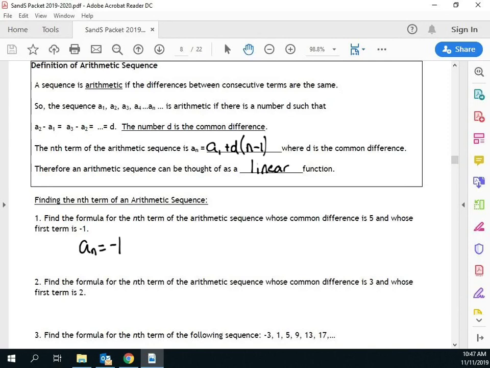And then we finish off the equation. Plus, what's the common difference? Did it state in the problem? 5 times n minus 1, using the formula. And so with that, we go ahead and clean this up. All right? So we distribute the 5. A sub n is equal to negative 1 plus 5n minus 5. Finish off with A sub n is equal to 5n minus 6.